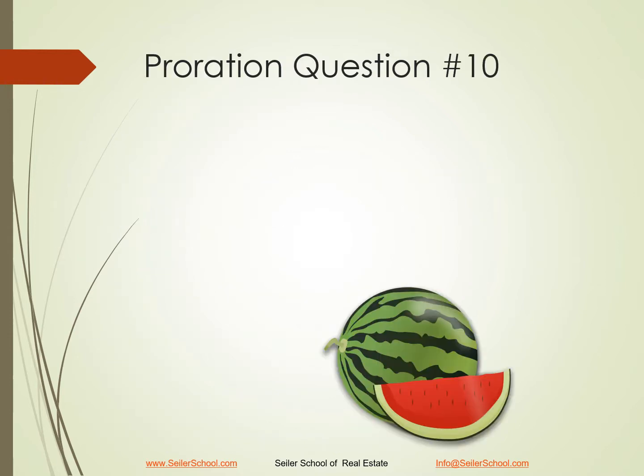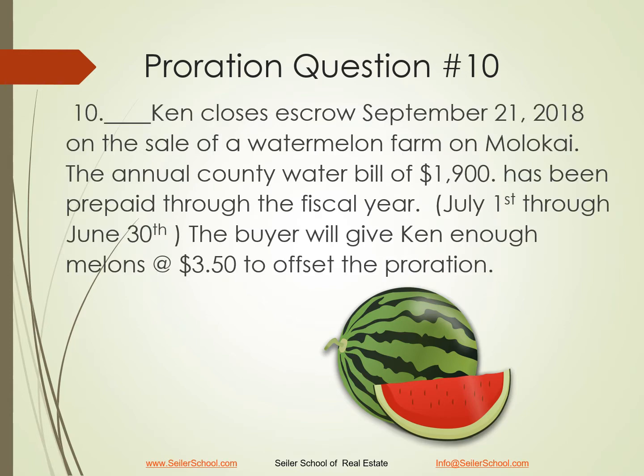Proration question number 10. Ken closes escrow September 21st of 2018 on the sale of a watermelon farm on Molokai. The annual county water bill of $1,900 has been prepaid through the fiscal year. Remember, our fiscal year runs from July 1st through June 30th. The buyer will give Ken enough melons at $3.50 each to offset the proration.